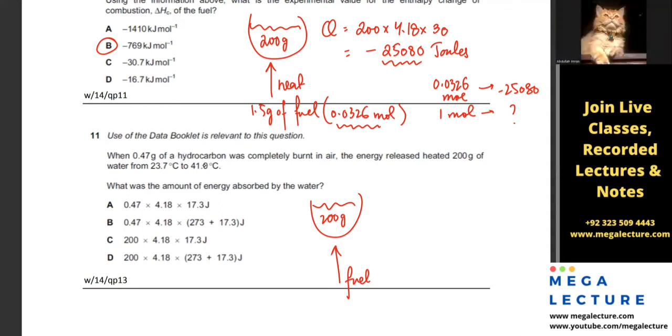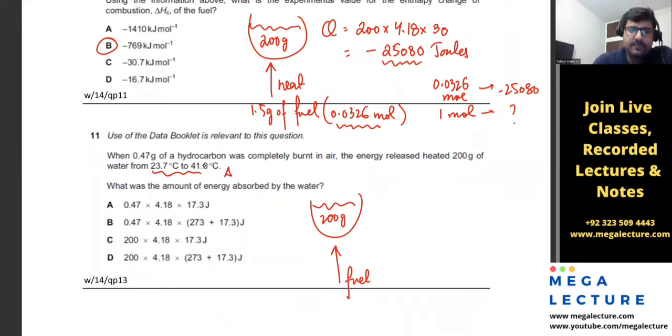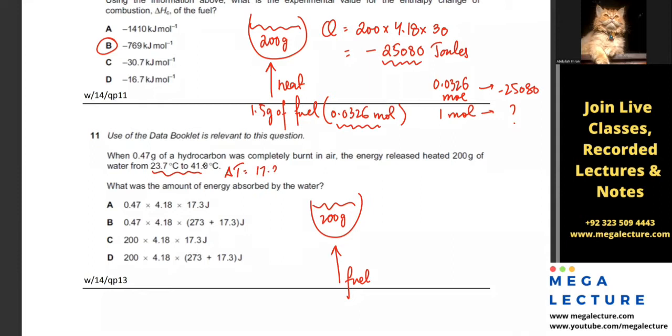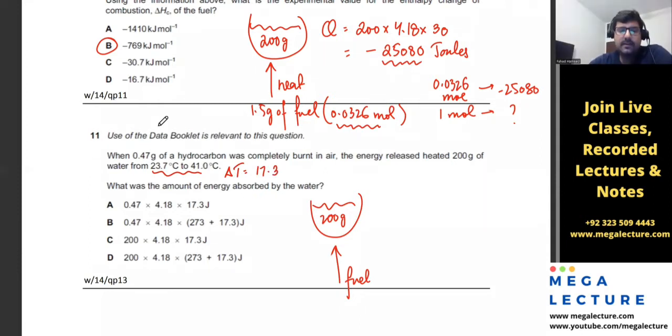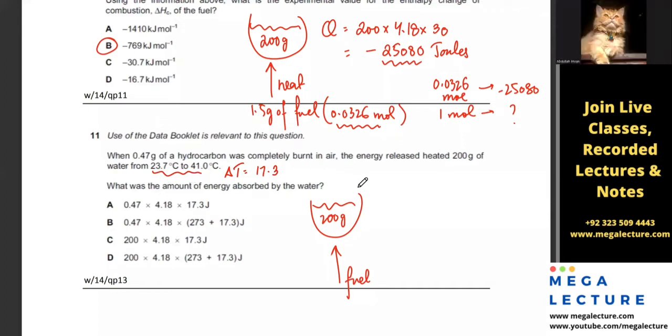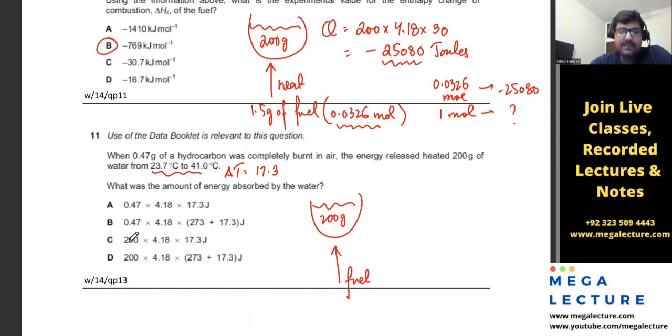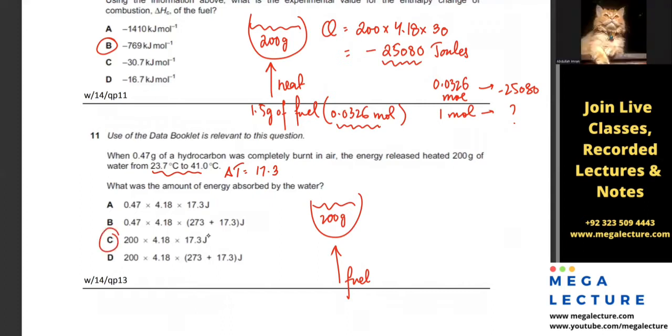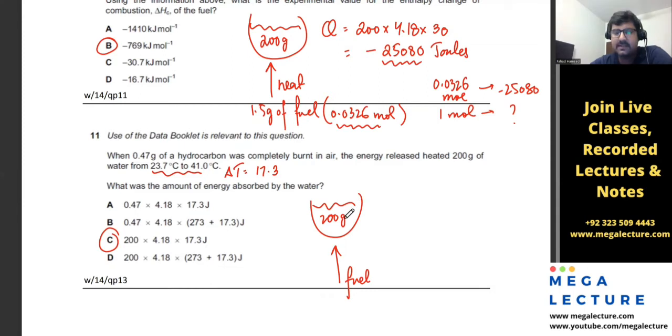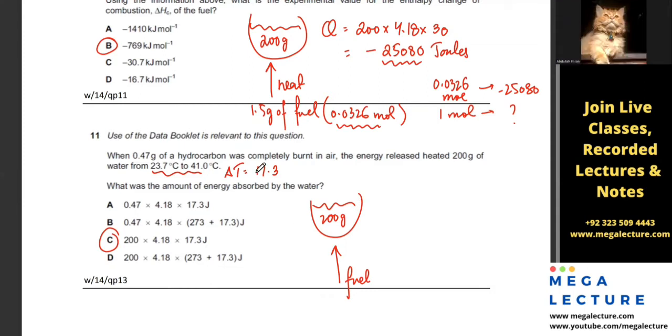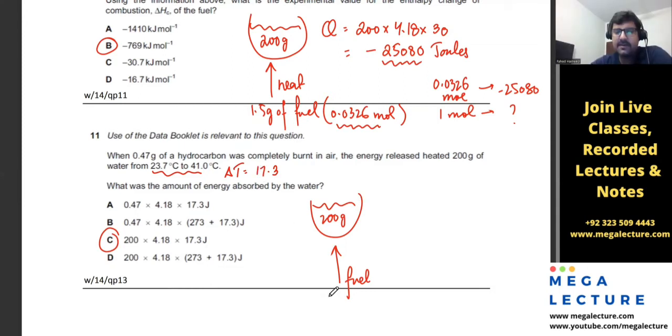So what's delta T? 17.3. So this time he's only asking for the amount of energy that is absorbed by the water. So it's 200 grams, because that's the mass of water, times 4.18 times 17.3. So it's going to be C, right? He's just simply asking what is the energy that went into the water. That's M delta T multiplied by C. Okay, that's about it. Clear?